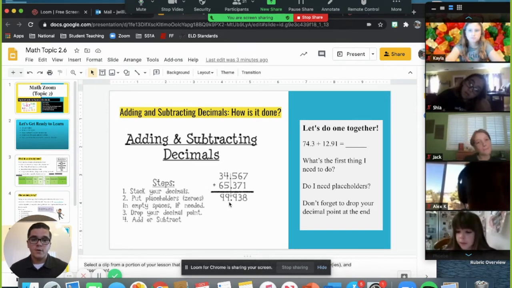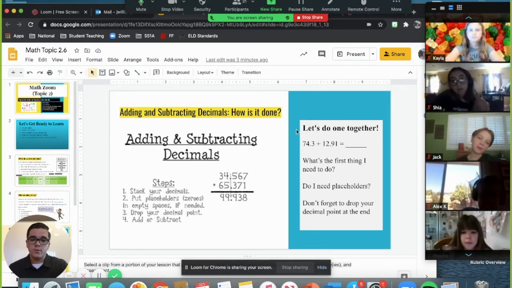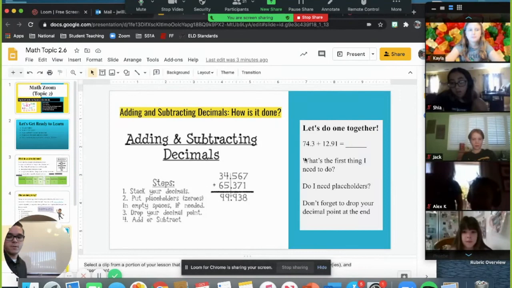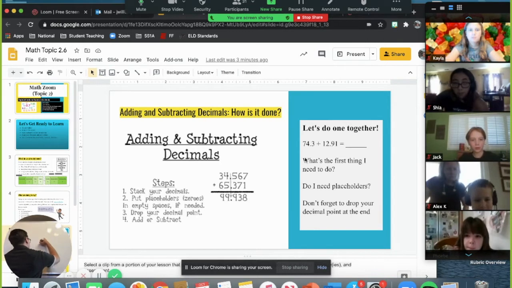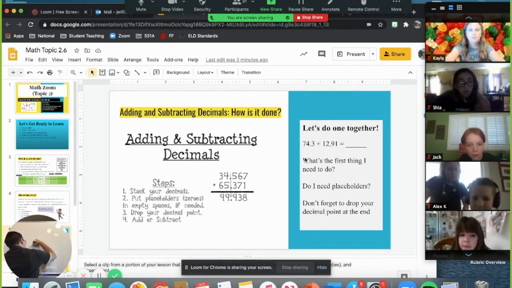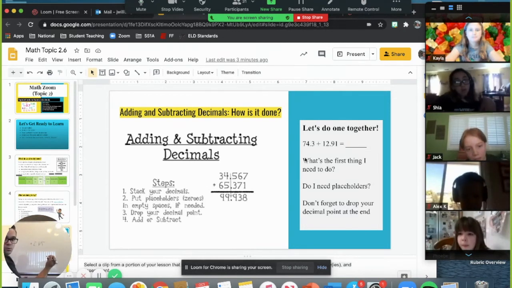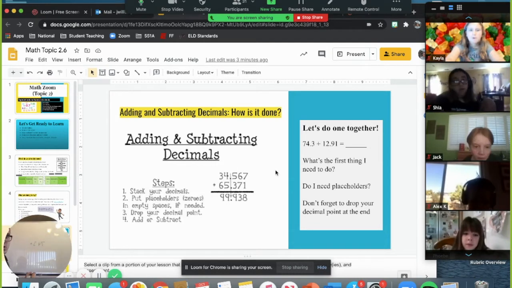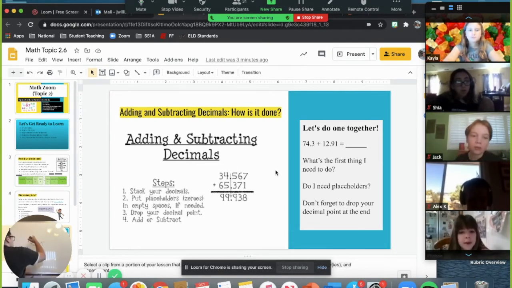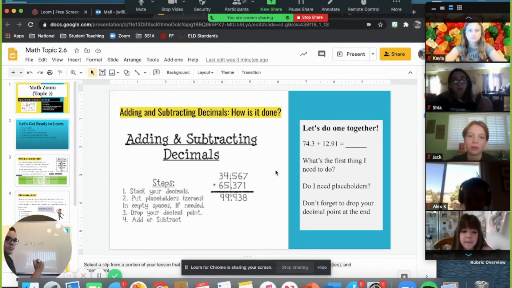But I want to do one together, okay? I actually have a whiteboard behind me. We're doing this problem to the right side of the screen. So if I write it, let's see here. I have 74 and 3/10 plus, oh, it's backwards. Oh no. Let me flip. Right now it's not backwards to us on Zoom. You guys can see it okay? It's just flipped on my screen? Okay. Good. So we have 74.3 plus 12.91.